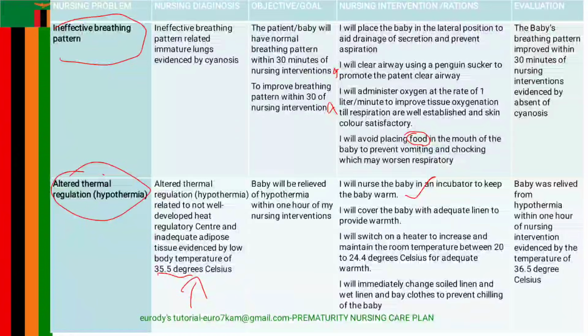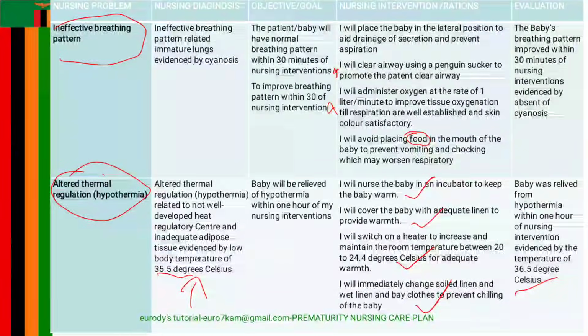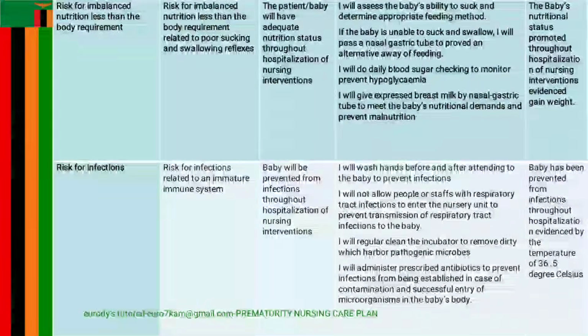Remember, the intervention should always have a reason. Covering the baby with adequate linen, switching on the heater, also changing any soiled linen. Those are some of the interventions that we can put. Then in terms of evaluation, you can say the baby was relieved from hypothermia within 1 hour of nursing intervention, evidenced by normal body temperature of 36.5 degrees Celsius.